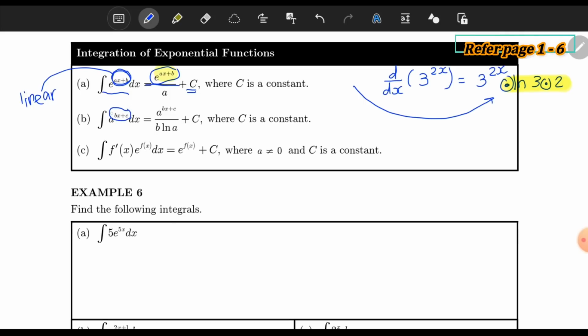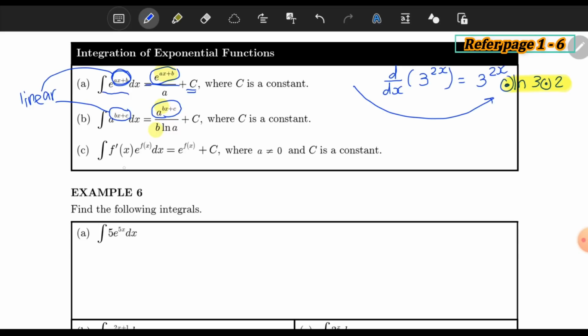Bx plus c is a linear function. The answer is copy the power of bx plus c, divide by b. So how to get b? b is the derivative of the power. And then ln a, plus c.